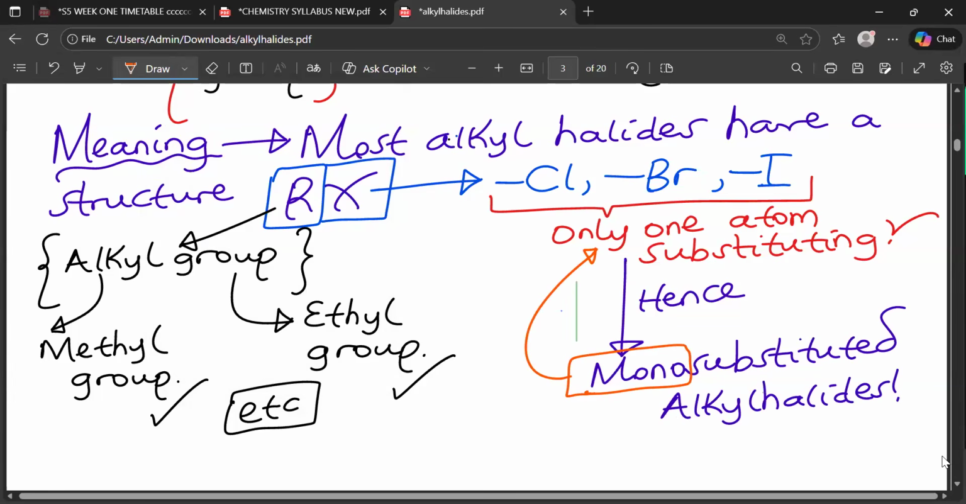Alkyl halides, I think you can see the alkyl groups, how they are going to attach the chloro group, the bromo group, the iodo group, the ones they collectively call halo groups. So when you see the structure RX anywhere, I don't want you to be confused at all.